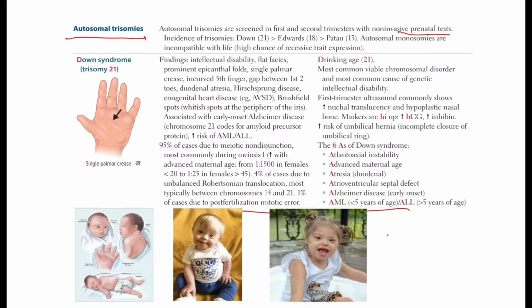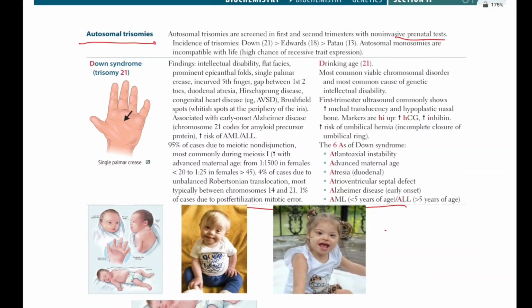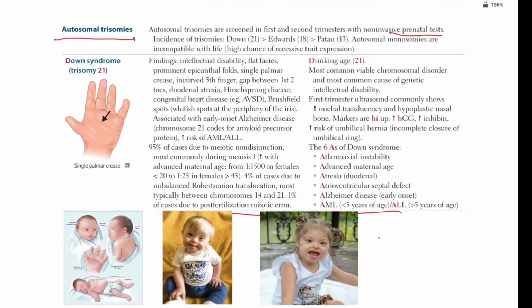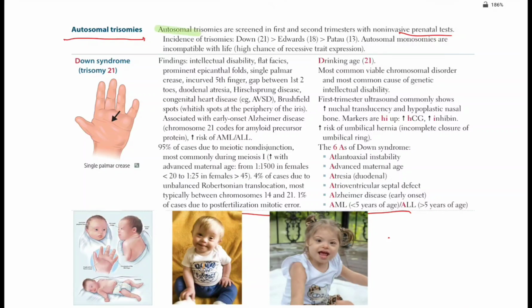One of these is Down syndrome, that is trisomy 21. Another is Edward syndrome, that is trisomy 18, and third is Patau, that is trisomy 13. Autosomal trisomies are screened in first and second trimesters with non-invasive prenatal test. Incidence of trisomies: Down syndrome 21 is more common, its incidence is more than Edwards 18 and Patau 13.